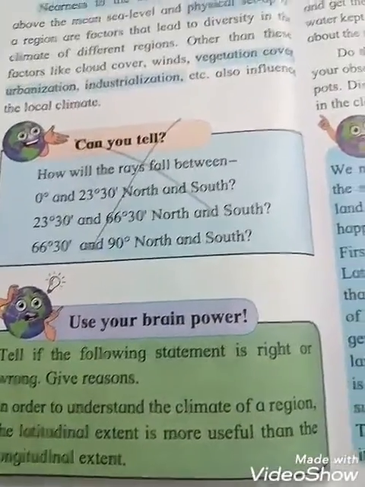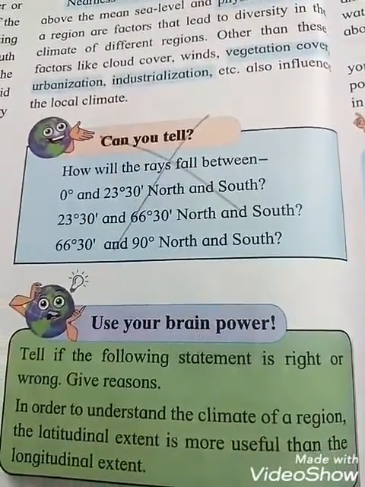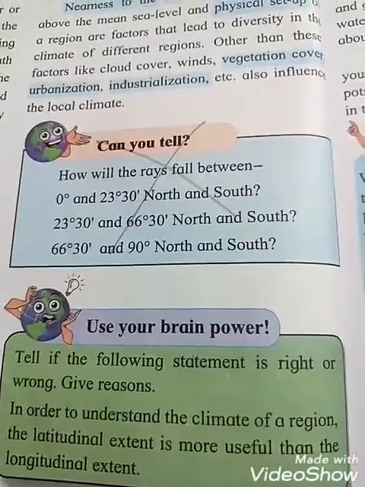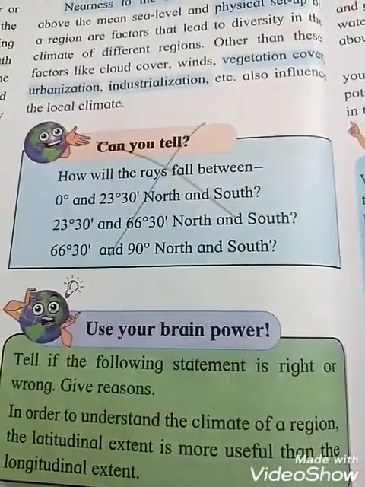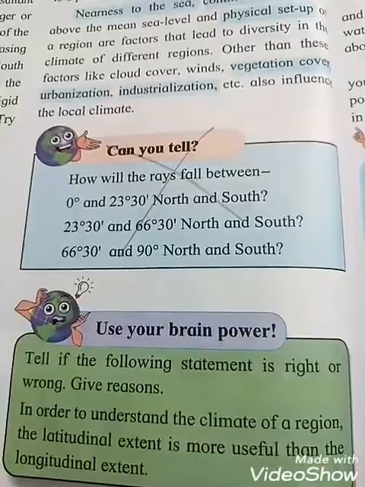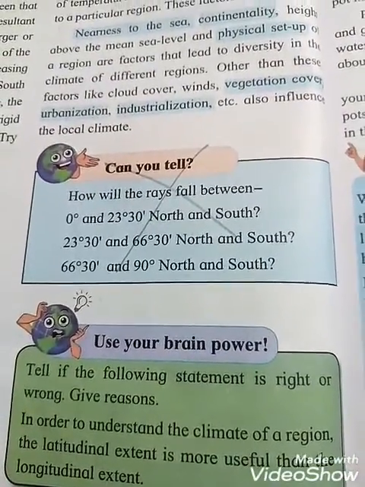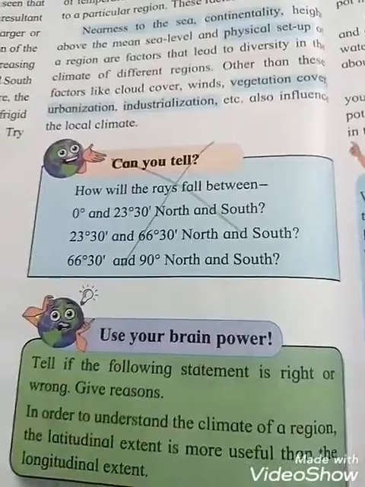So students, the above statement is right. In order to understand the climate of a region, the latitudinal extent is more useful. What is more useful, students? The latitudinal extent is more useful because the earth is divided into three temperature zones, depending on the amount of heat received from the equator to the north and south poles.